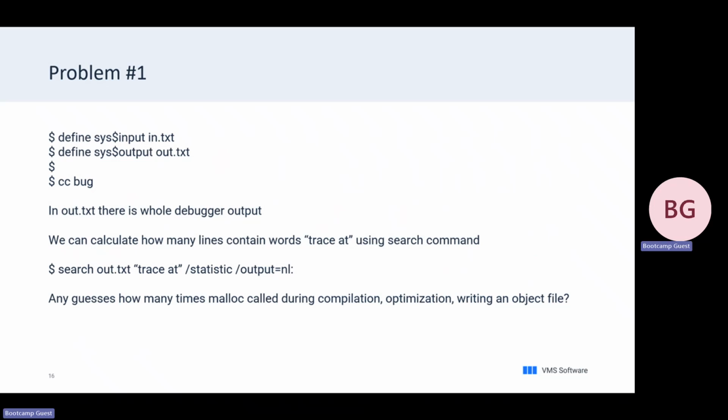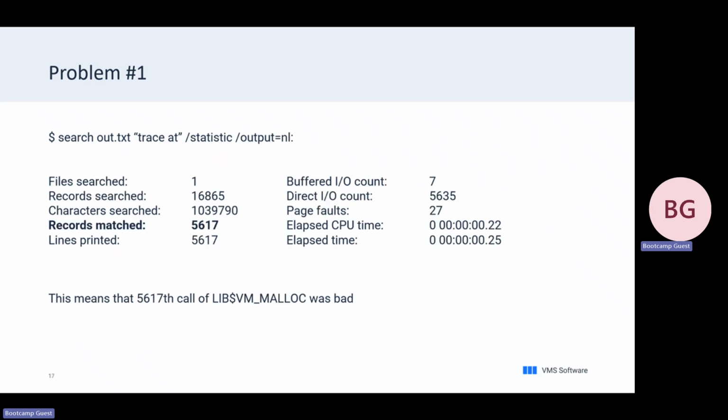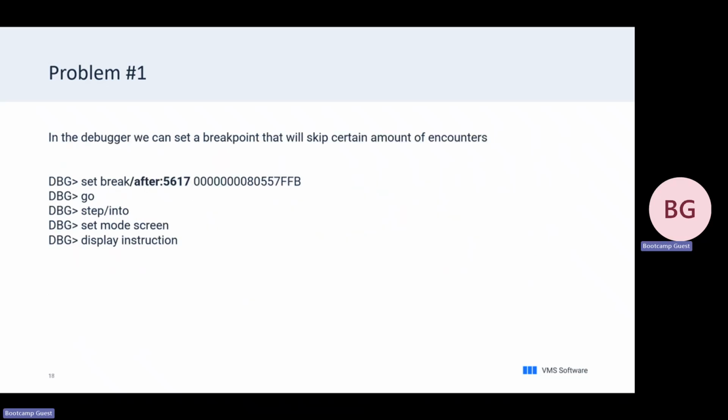So any guess how many times malloc was called during the run? 1,000? 10,000? Yeah, that was pretty good. It's just 5,617 times. This means that the 5,617th call was bad.